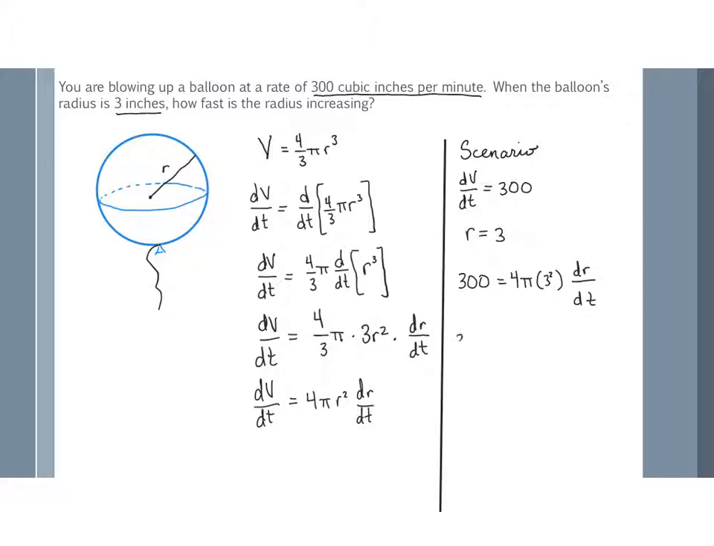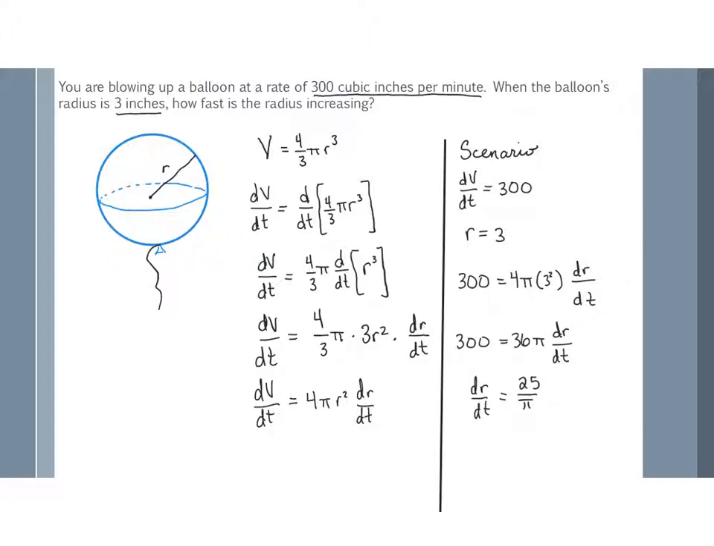So this gives you 300 equals 36 pi dr/dt, which means that dr/dt equals 25 over pi.